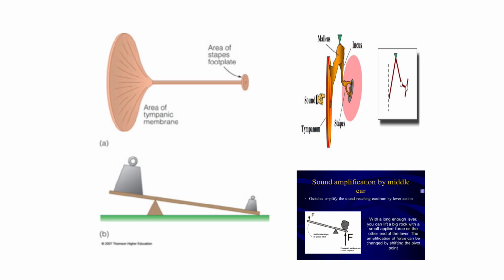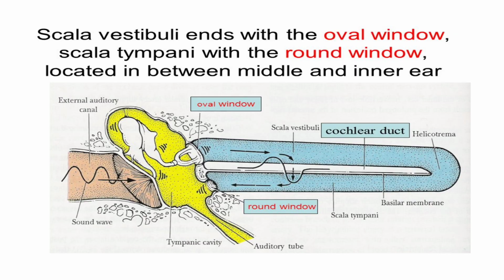So 17 into 1.3, that is around 22 times amplification will be done, and it actually performs the job of impedance matching.